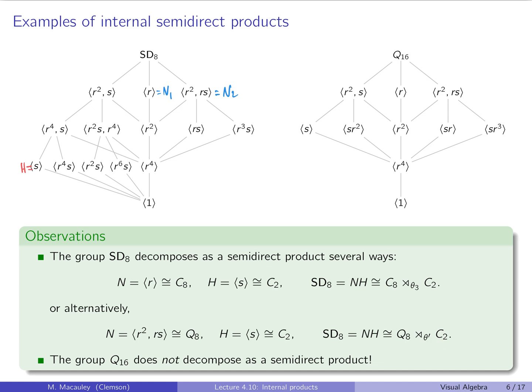What about the quaternion group over here? Well, we can see that there are no lattice complements other than the trivial one of G and the trivial group, because any two of these subgroups will intersect in this subgroup of order 2. Remember, this is the one that you can think of as being generated by -1. It's the center.